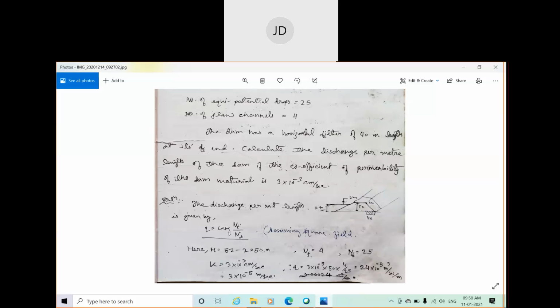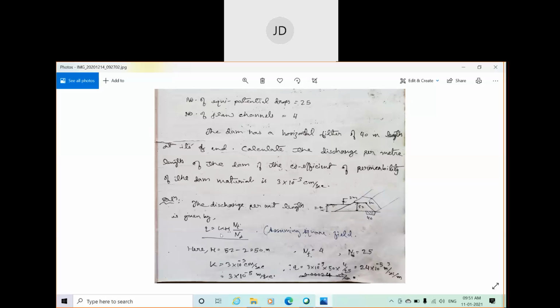So in this particular case, H will be what? Total height minus the freeboard, isn't it? That means the height of the water. We need the height of the water only. So H will be 52, which is the height of the dam, minus 2, the height of the freeboard. So 52 minus 2 will be 50. So H will be 50 meter.